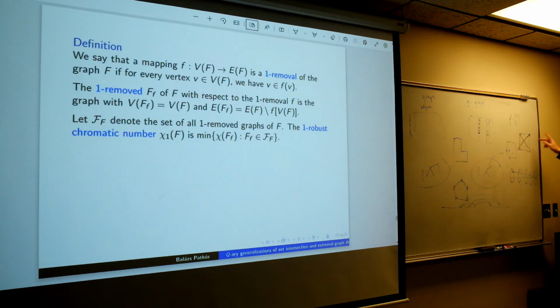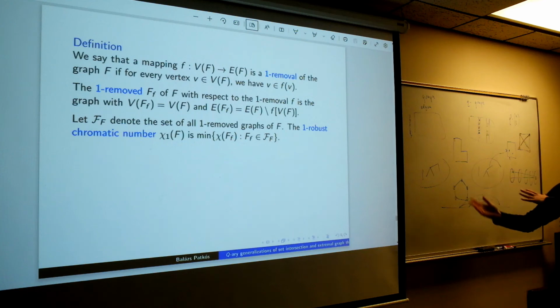So in this case, in both cases it's two, so it doesn't matter whether it's the path of length two or the two independent edges, but in some cases some of the one removals might have chromatic number 7 and some of the others 6, and then you take the smallest possible one, and that is what we call the one robust chromatic number.